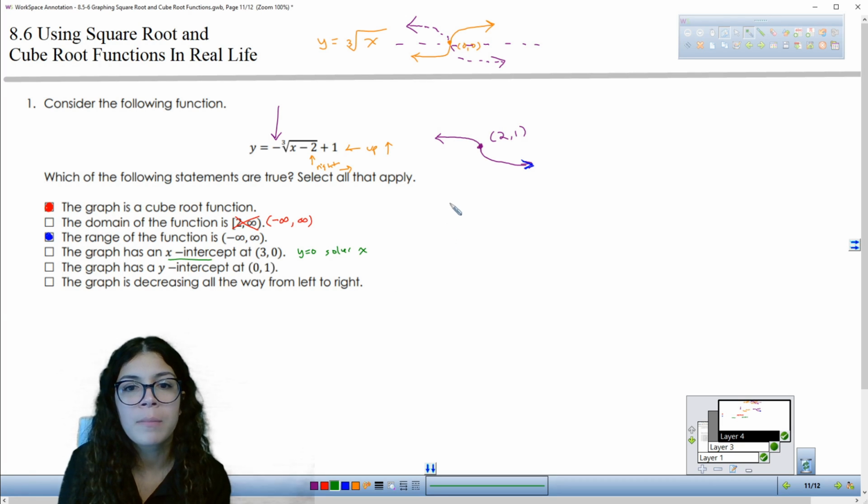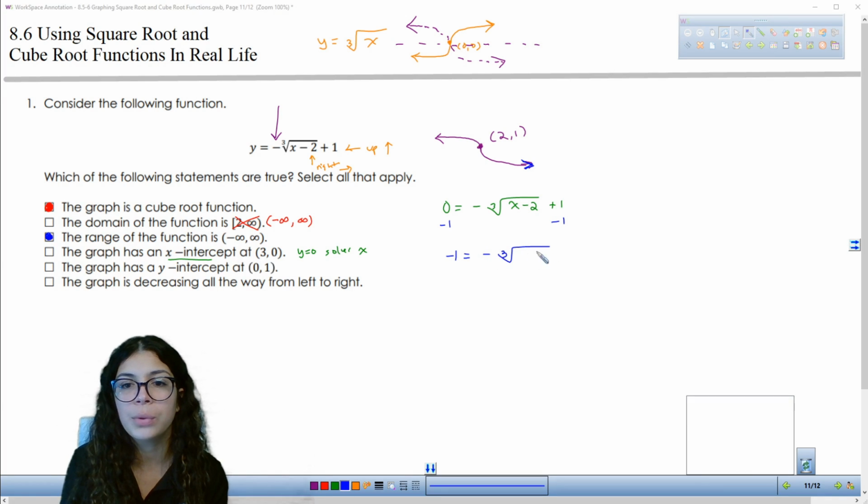So let's do that. Let's say y equals 0, and I'm going to go ahead and solve for the x value. In order to solve this, I'm going to first have to get this cube root to be by itself, so I will subtract 1 on both sides. So I get -1 equals negative cube root of x minus 2. And then I will need to divide by -1 to get rid of that -1 coefficient. So I end up with 1 equals the cube root of x minus 2.